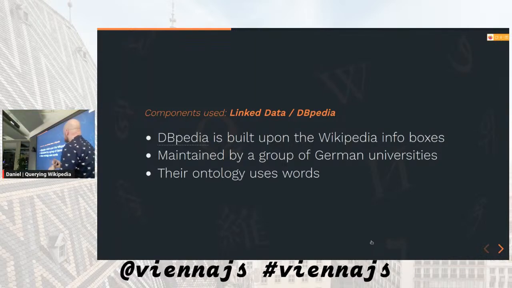So then we go to DBpedia. So DBpedia is built upon the Wikipedia info boxes. If you have a Wikipedia page, at the right side, you have this little gray box, and there are some properties. For example, if you go to a country, you would see the number of residents or the languages that are spoken there. And DBpedia has extracted all these little info boxes into semantic data. It's maintained by a group of German universities. And what I personally very much like about their system is that their ontology uses words. So I can say, for example, give me Soren Kierkegaard, and then give me all his influence, the people he influenced.